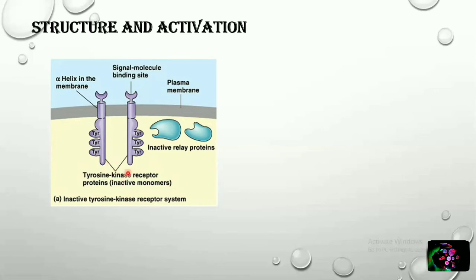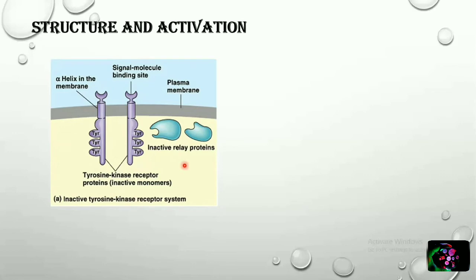And why is it called kinase? Kinase is simply an enzyme that catalyzes the transfer of a phosphate group. In this receptor tyrosine kinase pathway, the kinase is an enzyme which is used to catalyze the transfer of a phosphate group. This whole figure shows the inactive tyrosine kinase receptor. This one is an inactive monomer, and this one is the second inactive monomer. And these are the proteins which are present on the cytoplasmic side.